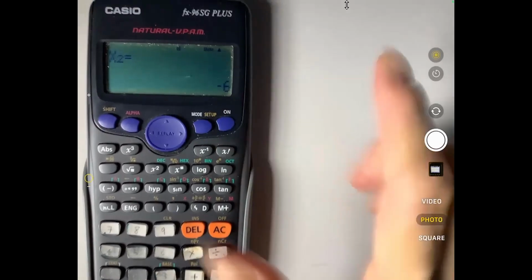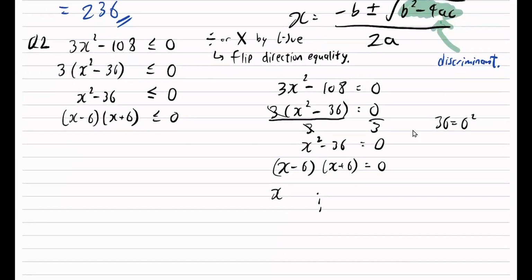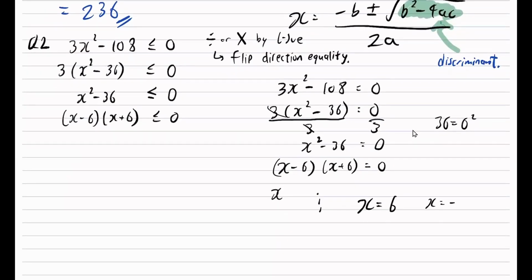If they gave you x equals 6 and x equals minus 6 as the answer, you have to reverse engineer. Bring the 6 over, then you get x minus 6 equals 0. Reverse engineer, minus 6 brought over becomes x plus 6 equals 0. Then there's my two factors. You know this trick or not?